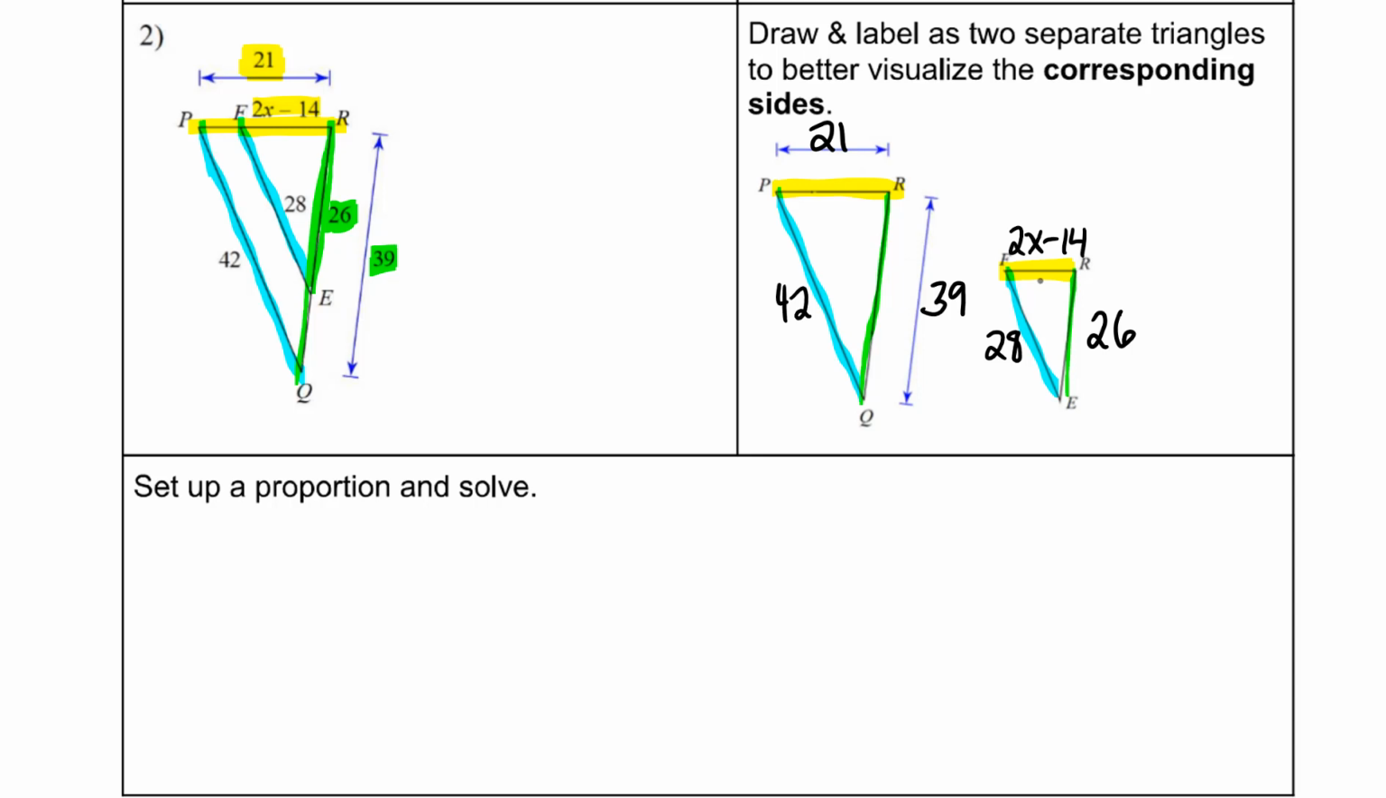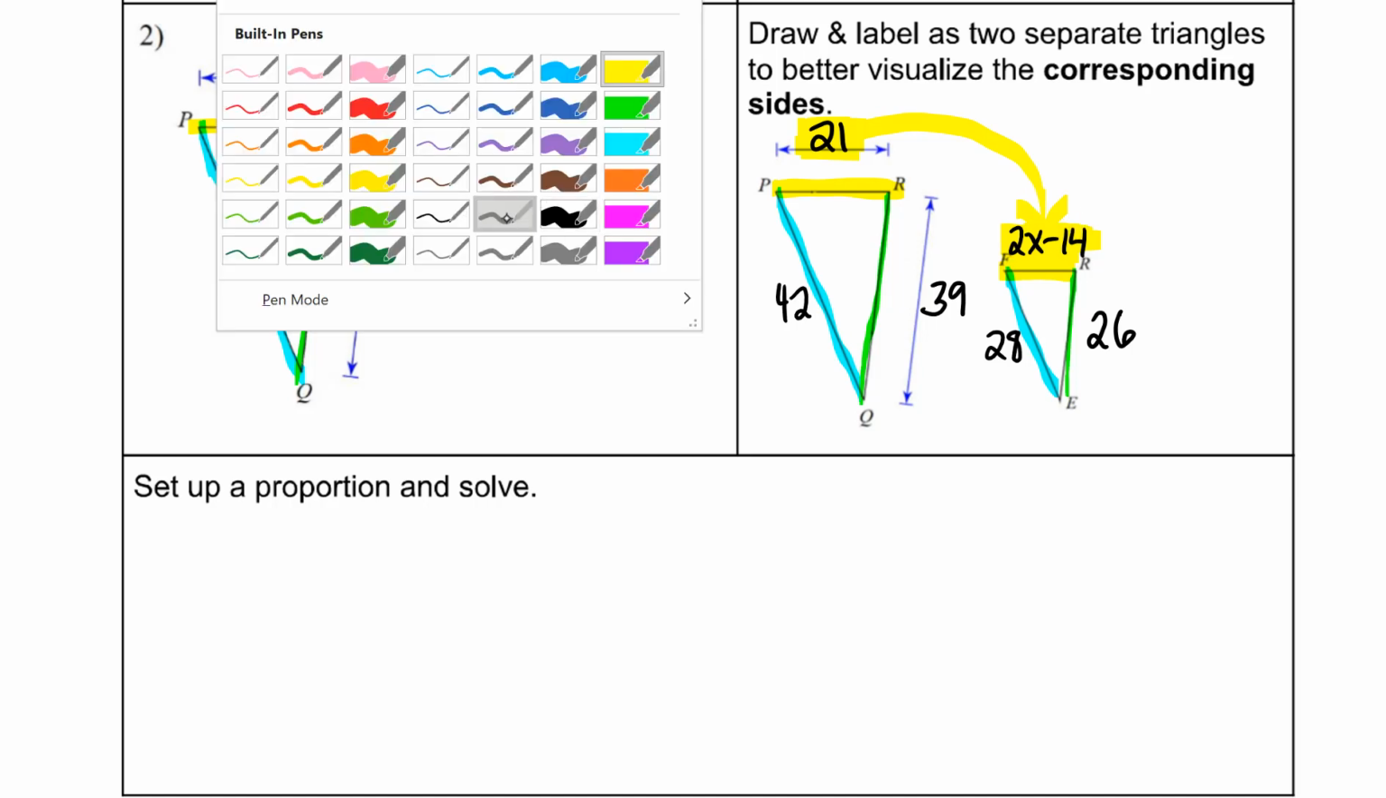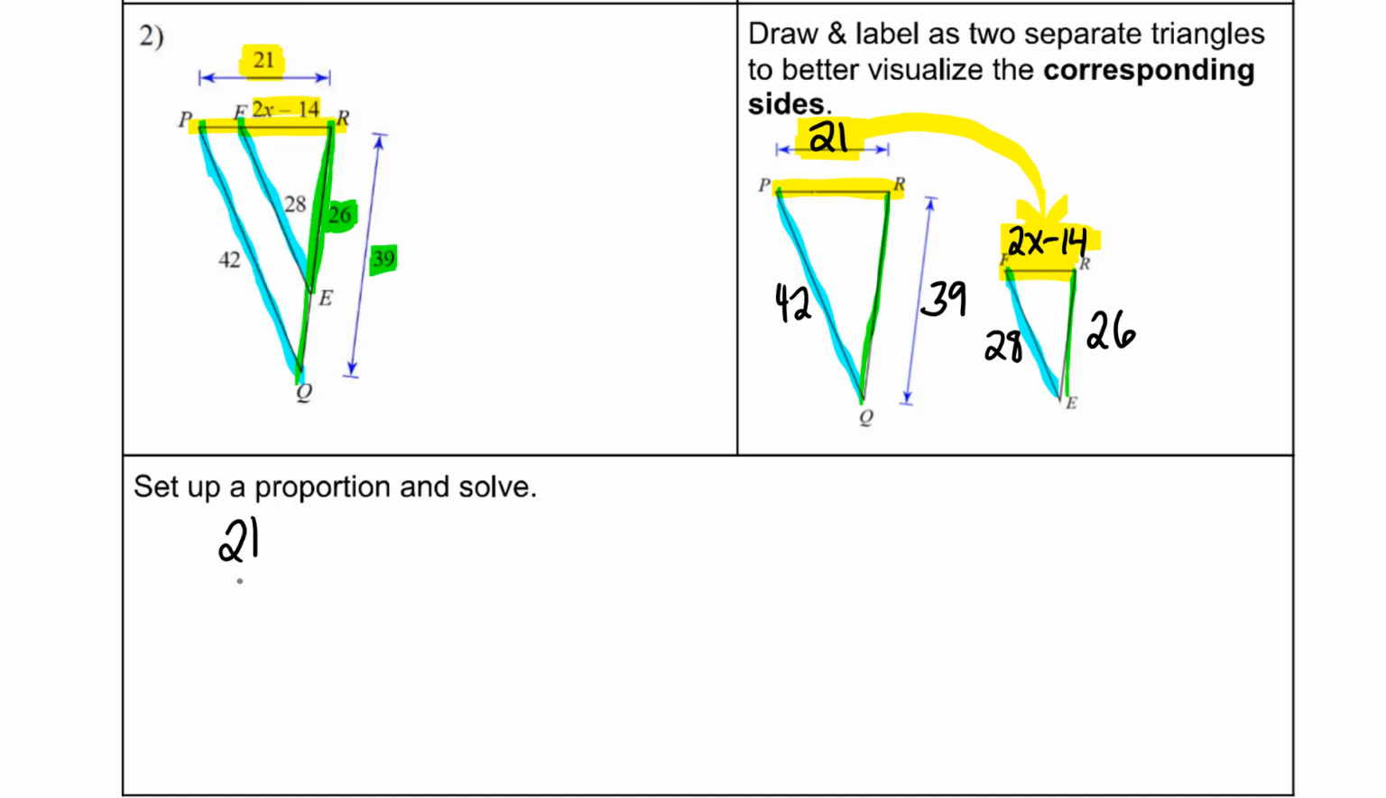Again, I like to start with the big triangle, big over small, so that if I do it the same way every time, I don't confuse myself. But it's up to you. We definitely have to use the yellow side because that's the one with the x in it. So starting with the big triangle, 21 corresponds to the side 2x minus 14. So our first ratio will be 21 over 2x minus 14.